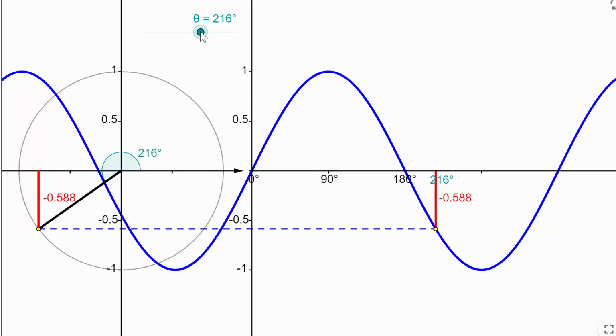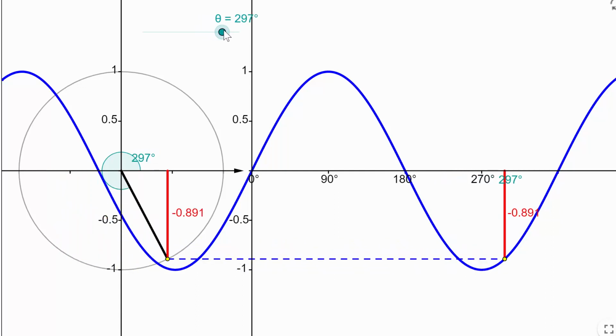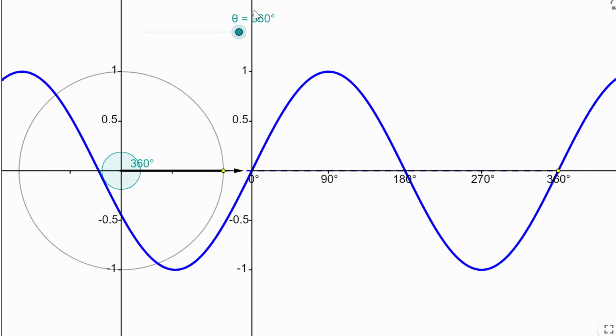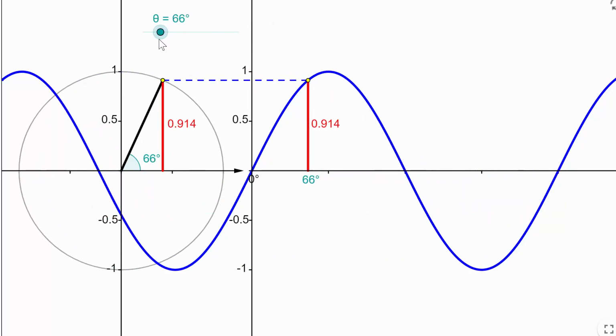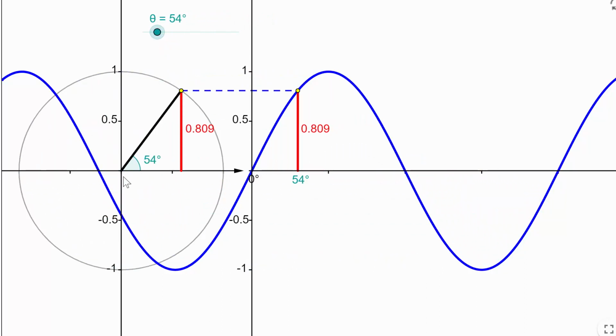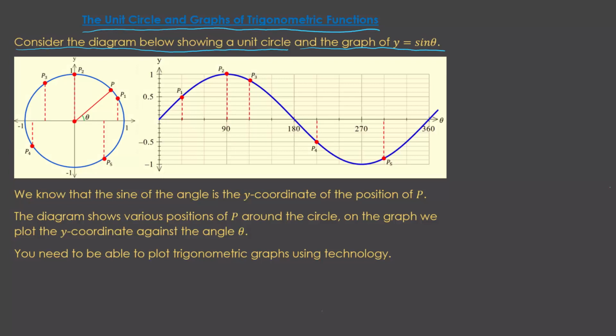Now the y-coordinate is going to be negative. And so we get all those negative values until we get back to 360 degrees. So that's how the unit circle is matched to the shape over here. When we're looking at the point here on the unit circle, the point P is at the x-coordinate and the y-coordinate, but over here it's the angle that's plotted against the y-coordinate. So that's what we're trying to show with this graphic here.